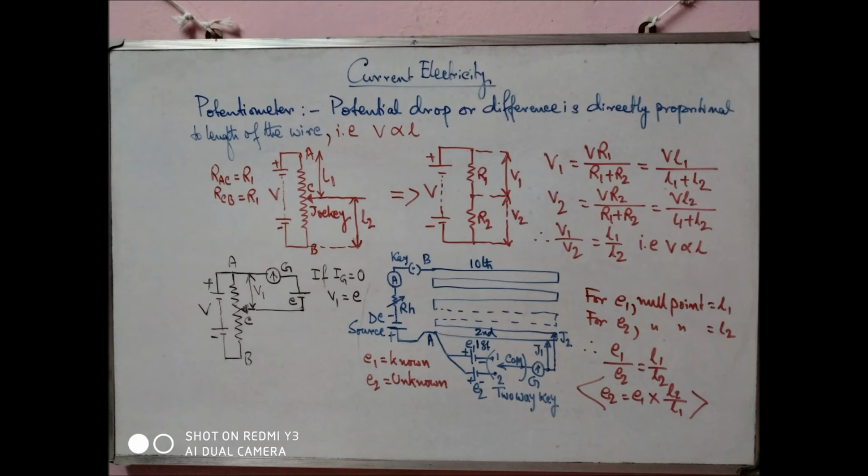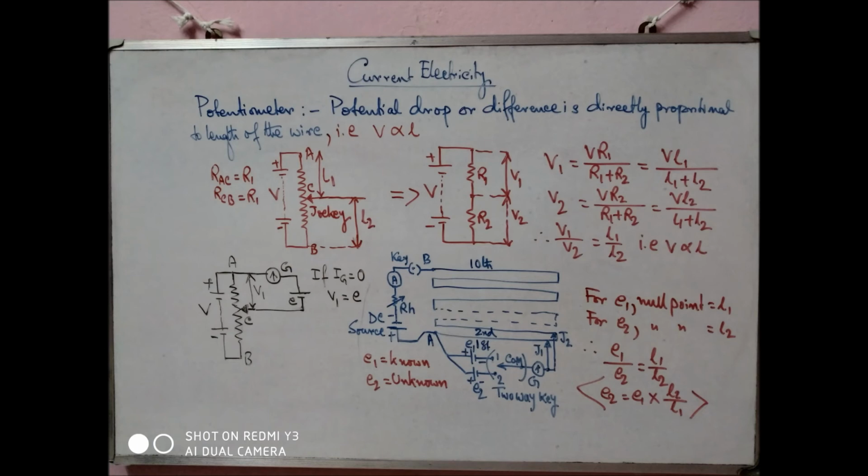Now it is applied to find the unknown EMF and internal resistance of a cell. But how? First application, that is drawn on the board, second part. See how it is found. Suppose an unknown EMF having EMF E, that is shown in the left part of the lower portion of the board.